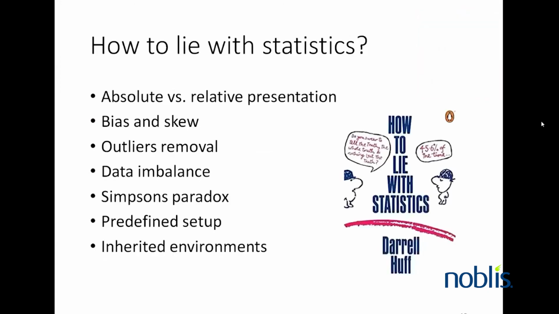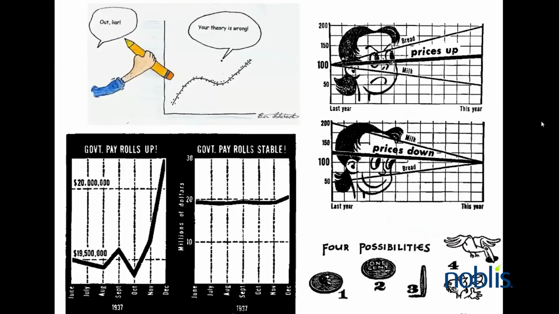And I encourage you to read this book, How to Lie with Statistics, if you have it, or even check it out. You can find it online for free. It's an old book, but it looks at different biases and skews and outliers and how data, if imbalanced correctly, could lead to results that are not only inaccurate but also opposite to reality and the truth. The Simpson's paradox is a famous example. I'm not going to go through it today, but I invite you to check it out as well.